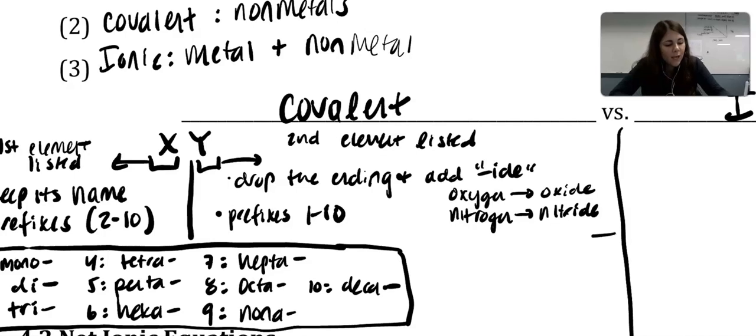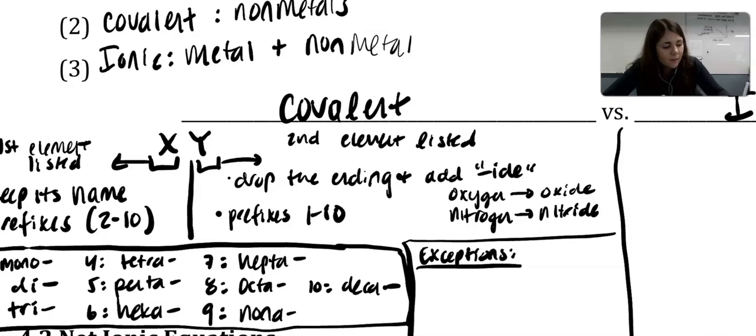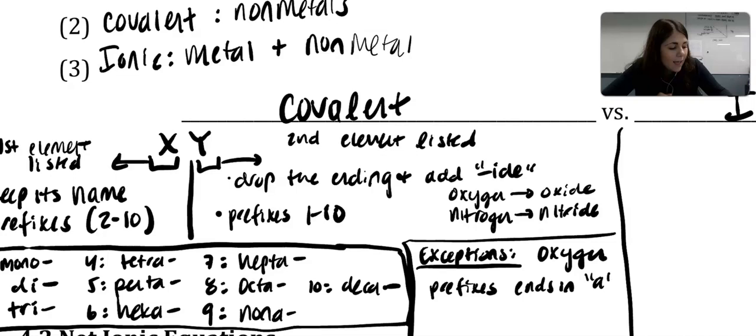Okay, we do have some exceptions, so we can leave that little area on the back. The exception is oxygen. Oxygen actually causes a lot of issues when it comes to the prefixes. If you're using a prefix with oxygen and the prefix ends in A or O, you drop that letter.